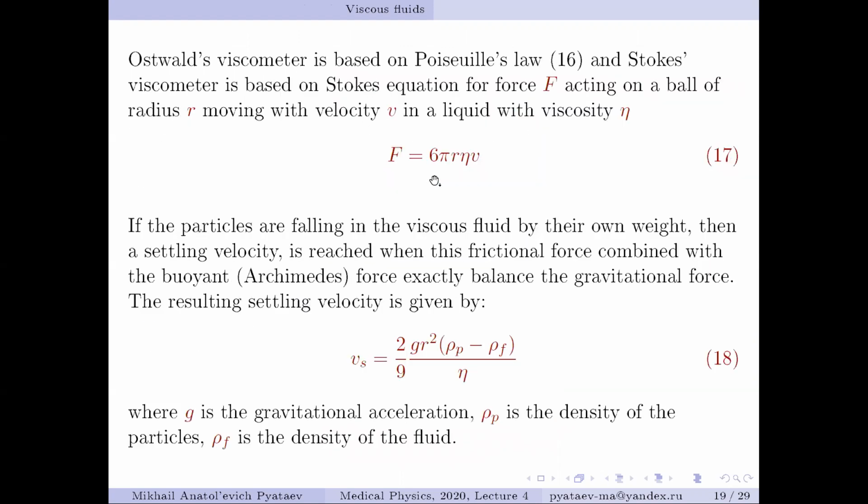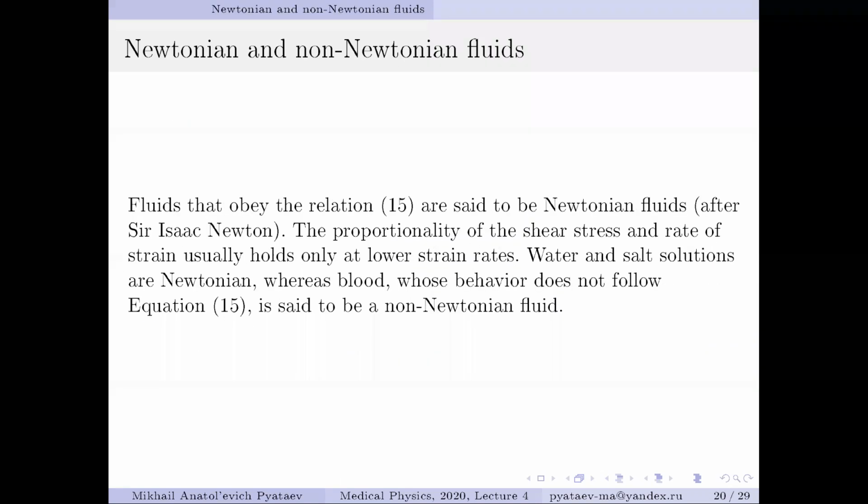So the blood is strongly non-Newtonian, and an increase of shear stress decreases its viscosity. It becomes more fluid than it was.